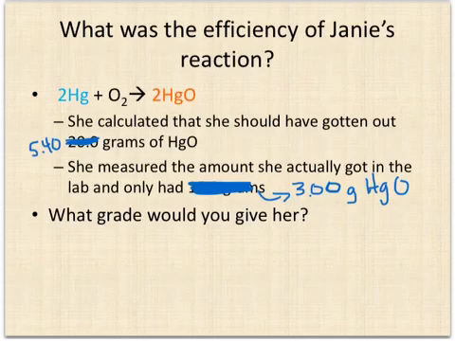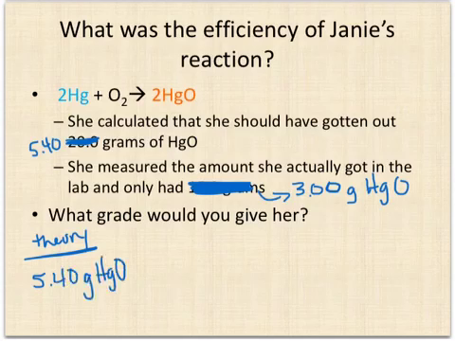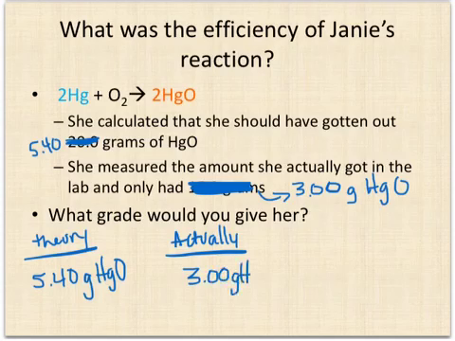Well, we have to look at those 3 things yet again. In theory, how much should she have made? How much did she make? And then let's give her a grade. So in theory, she should have made, according to her stoichiometry, 5.40 grams of HgO. In actuality, however, she actually only made 3 grams of HgO.